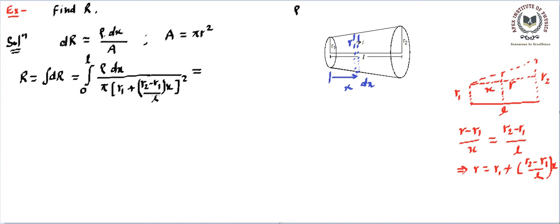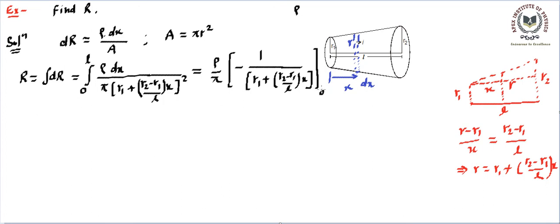From here, we can take rho as common, pi as common, and then what is left is 1 upon x square. We know the integration of 1 upon x square becomes minus 1 upon x. In place of x, this entire expression is going to be there, which is R1 plus (R2 minus R1) divided by L into x, and this will carry limits running from 0 to L.